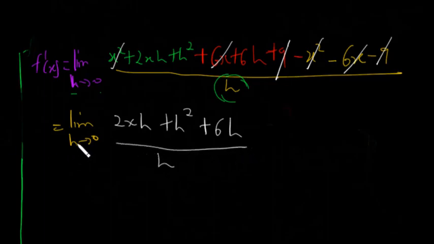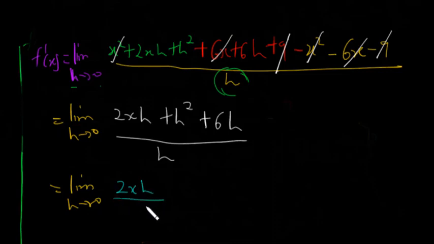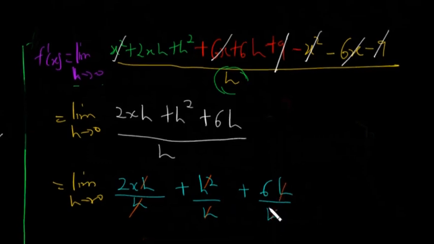Yet we cannot find the limit. We can't put 0 here because that will be undefined. So what we have to do is to simplify further. When we have 2xh plus h² plus 6h all divided by h, we can divide the individual terms by h because they have a common factor. So we can write 2xh divided by h plus h² divided by h plus 6h divided by h. All right, so from here the cancellation can go on. h will cancel h, h will take one of the h, and h will cancel h.